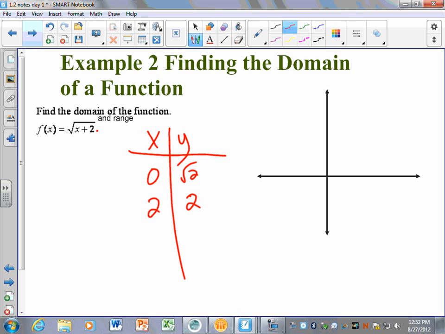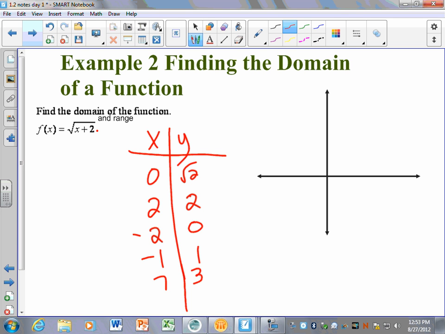What else could I pick? Negative 2 would be a great number to pick, because if you plug in negative 2, you get the square root of 0, and the square root of 0 is 0. Negative 1 is a great number to pick, because although people forget a lot, 1 is a perfect square number. So when you plug negative 1 in there, you get the square root of 1, which is 1. And 7, and we'll stop after 7 here. 7 plus 2 is 9, so the square root of 9 is 3.